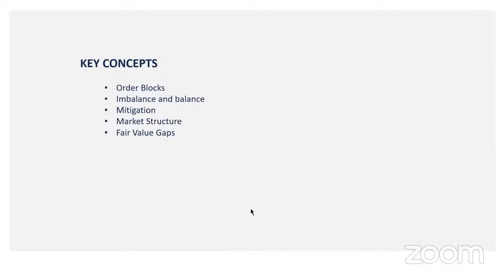The third one is mitigation. The fourth one is market structure. The fifth one is fair value gaps. You can spend some time on each one of these concepts to make sure you have a good understanding of them. Again, order blocks, balance and imbalance, mitigation, market structure, and fair value gaps. You're going to go through each one of them, and then you're going to combine them, and that's going to give us a strategy.